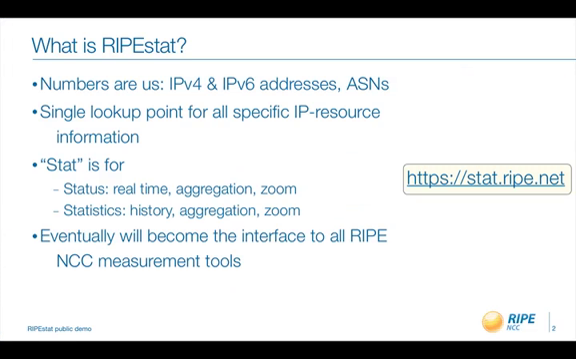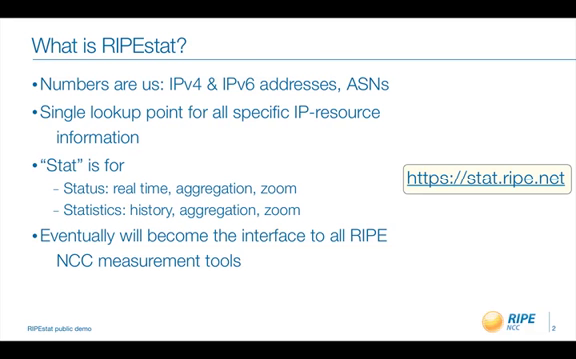What is RIPEstat? Basic introduction, so if you've been seeing the demos up to this point then this won't be new to you, but basically numbers are us. The RIPE NCC is all about numbers, internet number resources. So that's IPv4 addresses, IPv6 addresses and ASNs. And RIPEstat is a tool to really dig down into those resources. It's a single lookup point for all specific IP resource information.